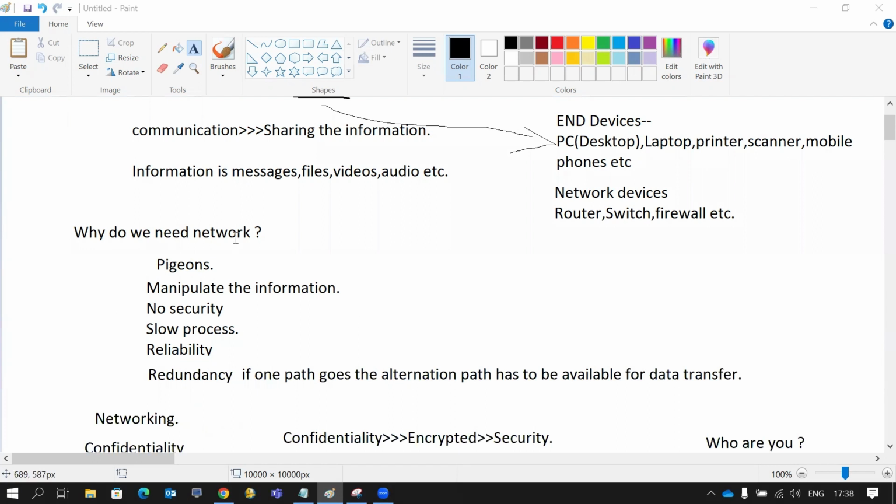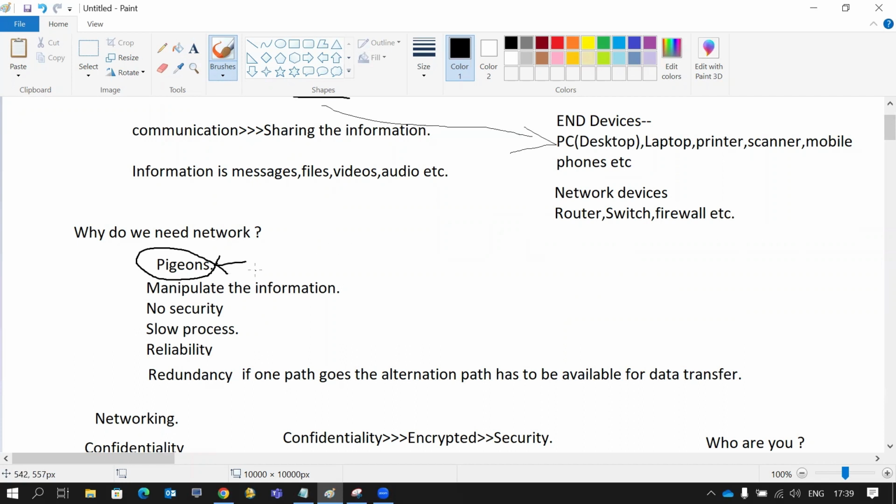Now the question comes up, why do we need a network? If we talk about ages ago, we had pigeon communication, wherein people used to send pigeons along with a letter in its mouth to exchange some information.